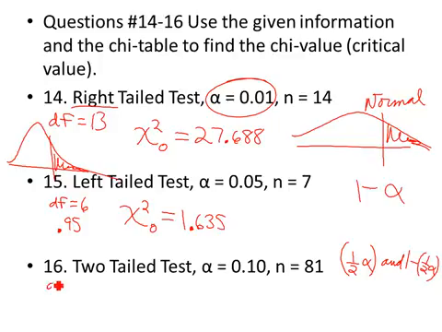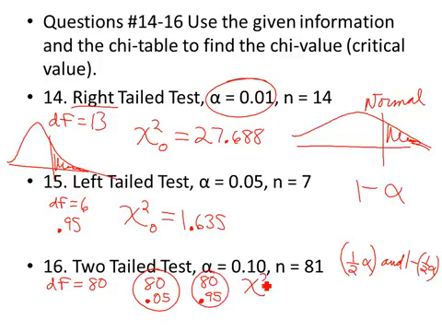Two-tailed. What's our DF this time? 80? This time we actually have to use 80 and half of alpha. What's half of 0.10? 0.05. So that's going to tell us one of our critical values. And then we have to do 1 minus that 0.05 and 80. What is 1 minus 0.05? 0.95. So this time we're actually going to have two chi-squared sub-zeros.